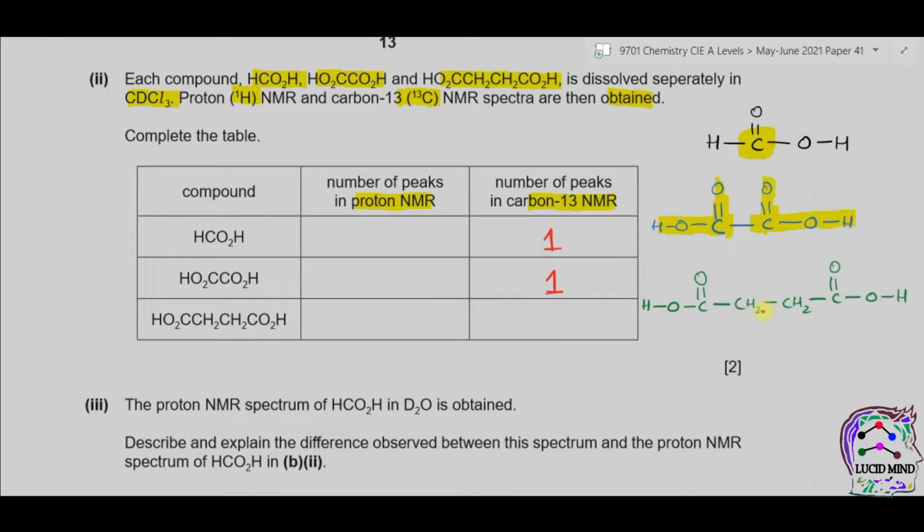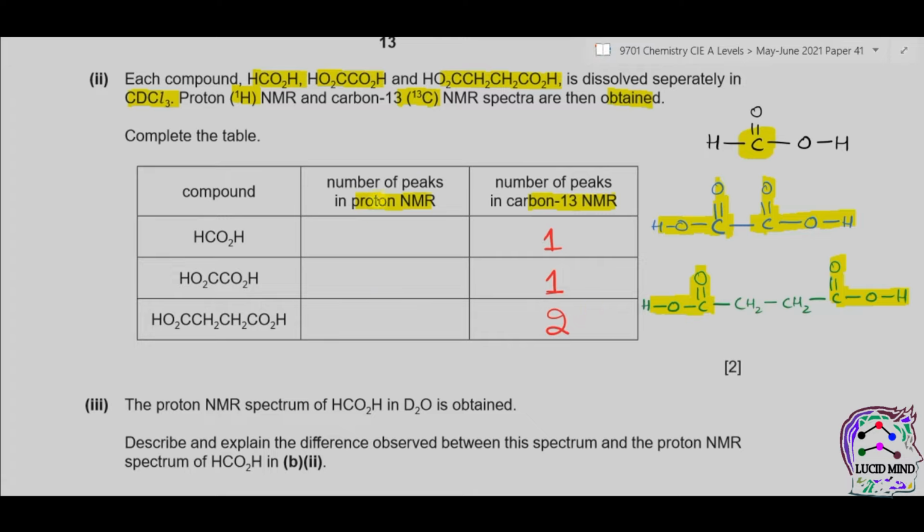In the third one we can see that we have again COOH on both sides and both are exactly similar because the molecule is symmetrical. And then we have these two carbon atoms that are present in the same environment because both CH2 are attached to COOH. This one is also attached to COOH and both are attached to each other. So we have one peak from these two and one peak from these two. So overall 2 peaks of carbon-13 NMR will be seen.